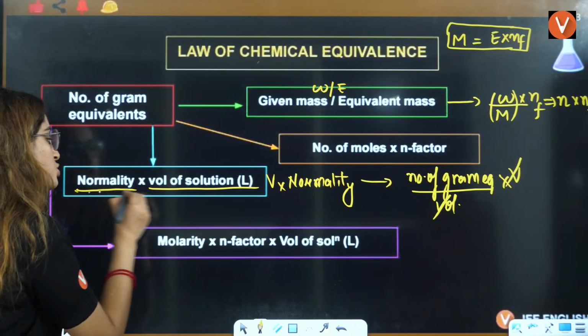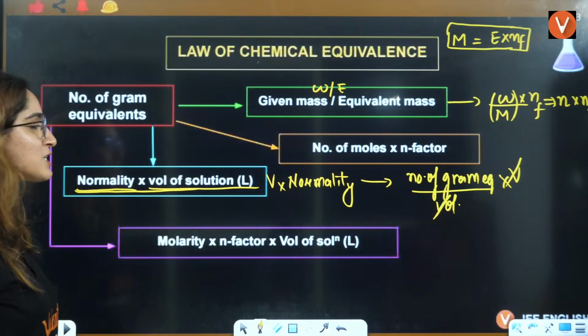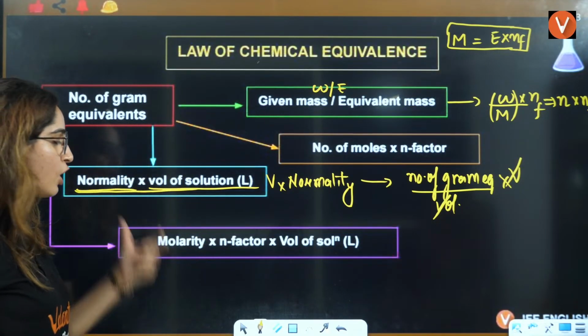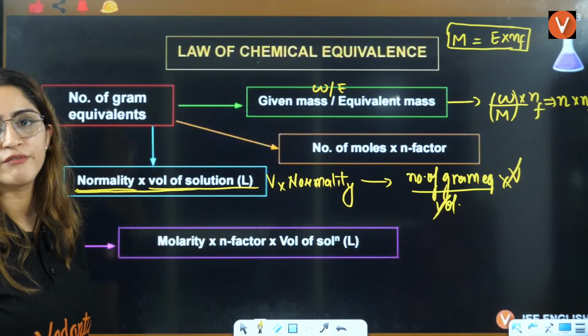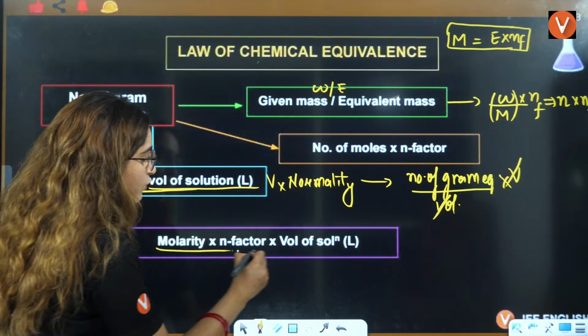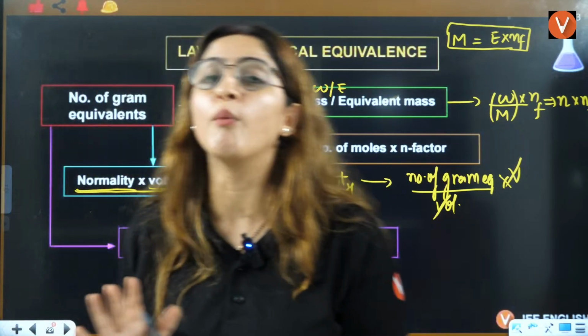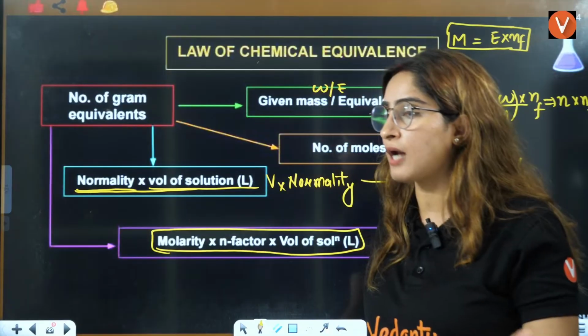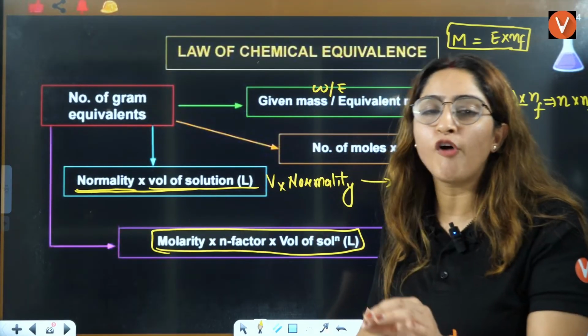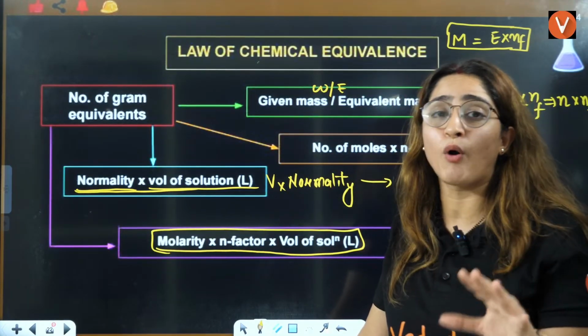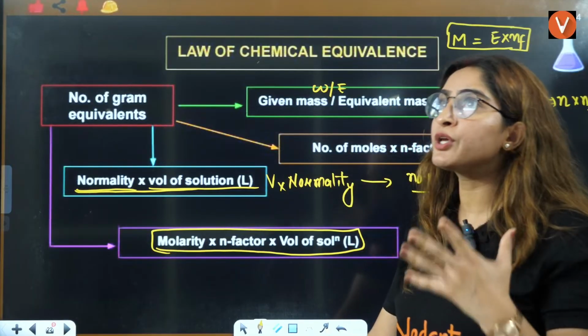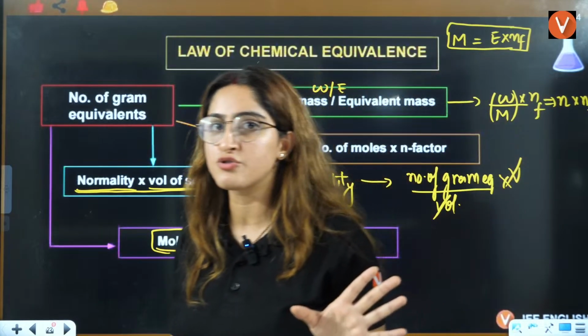So this is also another formula. Then the last formula is, what is normality? Normality is molarity into n factor. So molarity into n factor multiplied by volume of solution is the fourth formula for number of gram equivalents. All the formulas are equally important for you, right? You will use this throughout your physical chemistry, right?